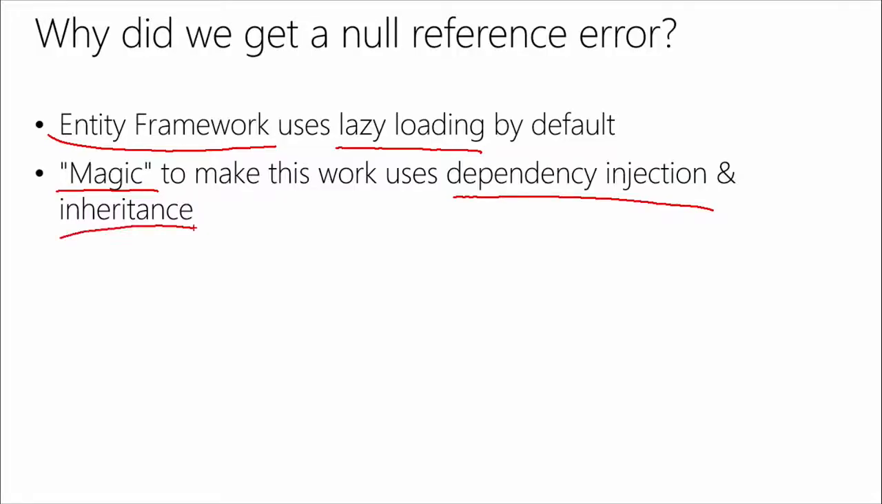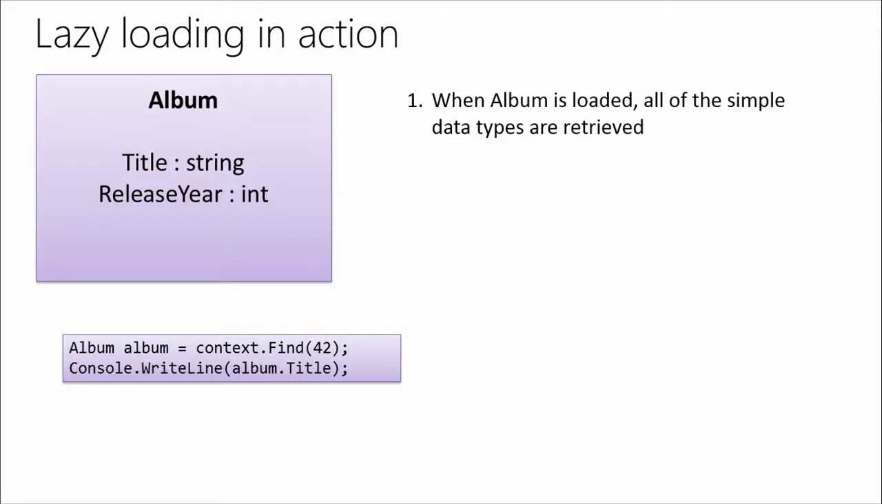The way that the magic behind the scenes is going to work is by utilizing a little dependency injection and inheritance. Entity Framework is actually going to inherit from your object. It's going to keep an eye on things. And when you go to use that complex object for the first time, it will then go back to the database and load that up. Or, in other words, all of the simple properties are going to be retrieved by default. So our title, release year, all the simple properties are going to be retrieved.